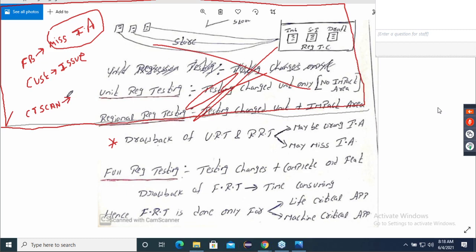Now what happened in CT scan? Same concept. The CT scan application was modified or enhanced, because of which I did unit regression or regional regression. And after doing regional regression, again the customer found an issue in CT scan. Even though the patient was okay, even though he didn't have any problem, it was showing that he has cancer.